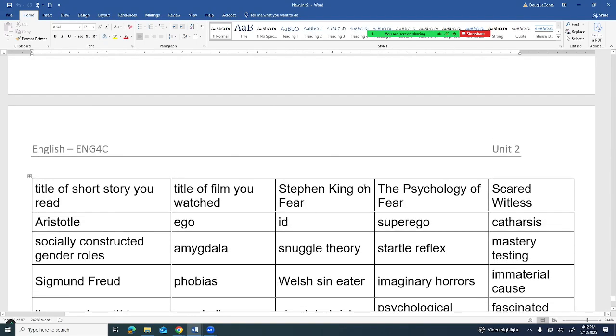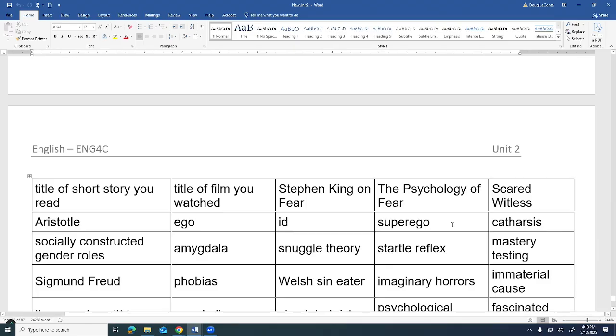Stephen King on fear. A lot was said in that article. The Psychology of Fear, that's the Sigmund Freud article, of course. Scared Witless, that's the article on your physiological responses to scary things. And okay, so all three of those articles are just chock full of different ideas, both practical, realistic, and abstract.